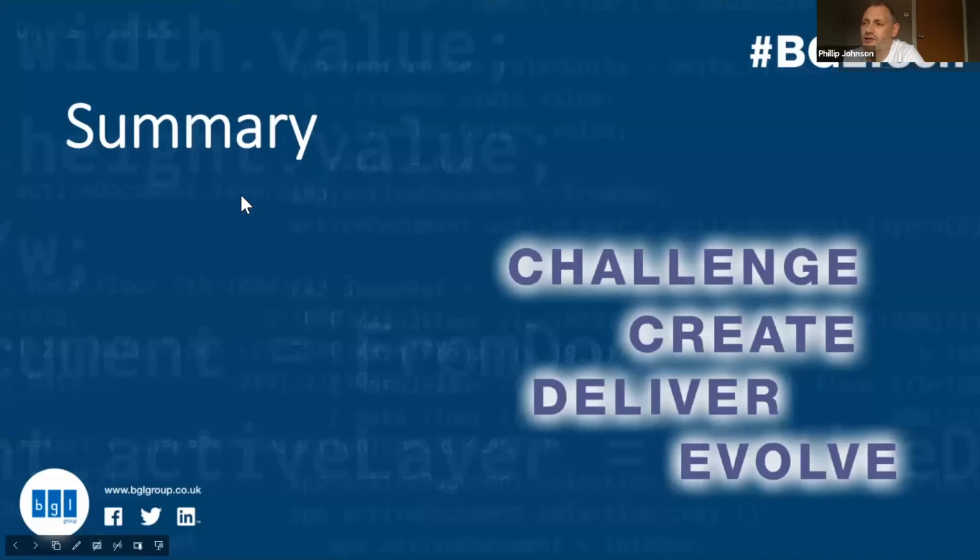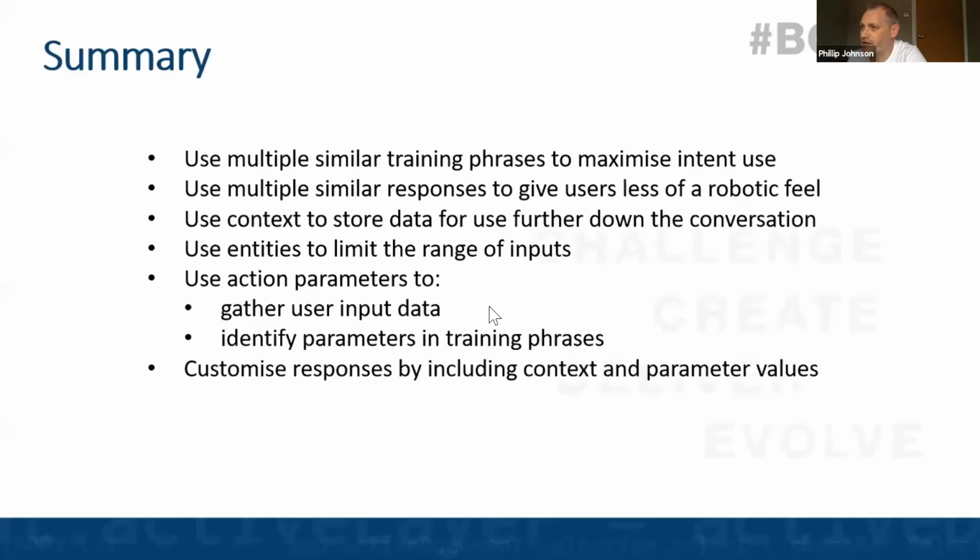That's better. So yes, let's have a quick summary and then we can have a look at any further questions. So quick summary: use multiple similar training phrases. You're going to want to reuse your intents as much as possible. People are going to phrase things in different ways, so have as many training phrases as you can, and similarly have as many responses, because it makes people feel like it's more of a human conversation if the next time they come in and ask something similar, they don't get the exact same response.